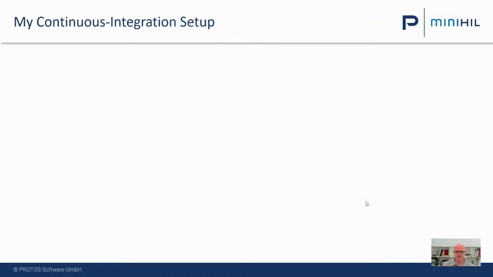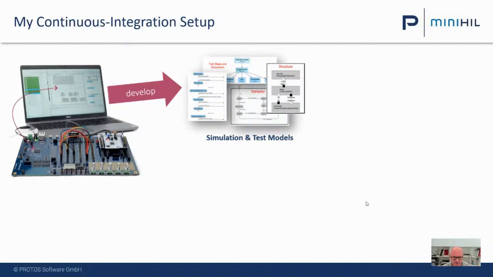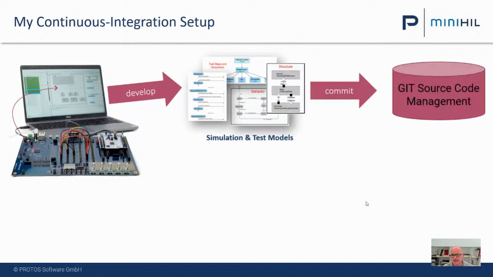Now my continuous integration setup for the demo I'm going to show you is, I have a laptop, I have a Minihill attached to the laptop. Then I'm developing simulation and test models based on our developer studio here. Then I commit the test cases or the simulations to Git source code management. It's also locally on my laptop to have a stable demo. If I don't have an internet connection, I still can run the demo.